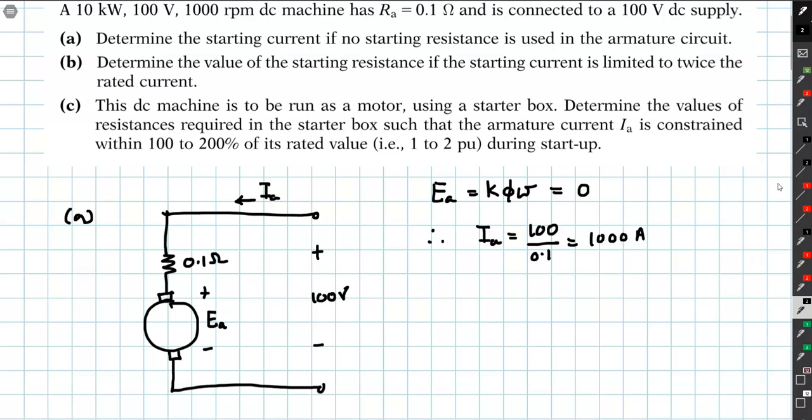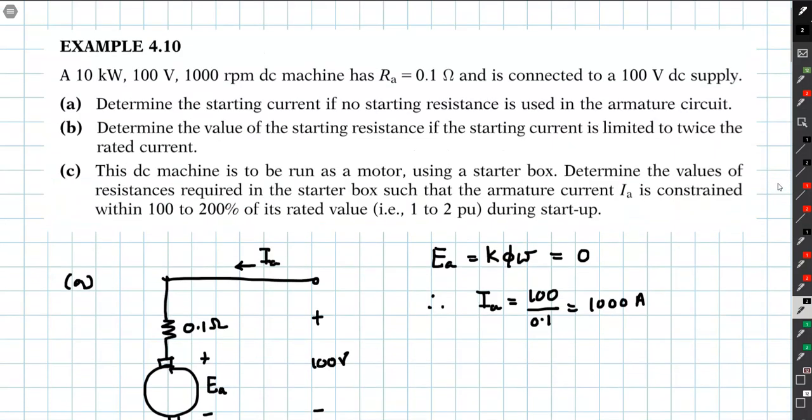This is very large because, as you can see from the question, the power rating of the machine is 10 kilowatt and the voltage rating is 100 volts, which means that the rated current is 100 ampere. So 1000 ampere is 10 times higher than the rated current.